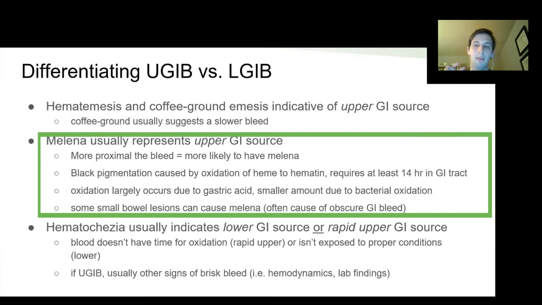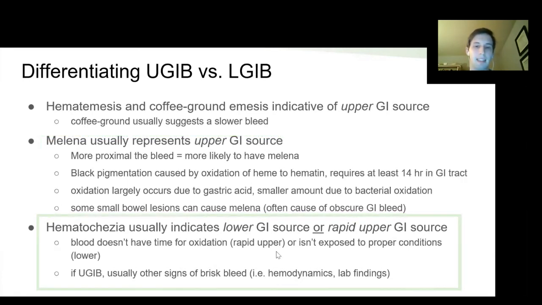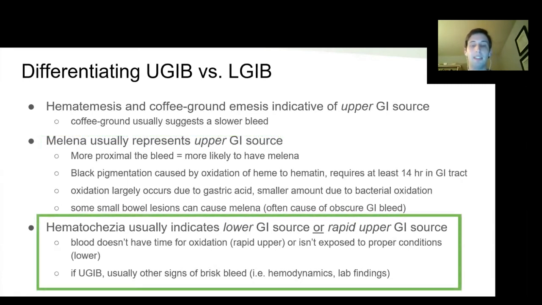But there's also a small amount of oxidation that goes on via the bacteria that's in the small bowel and colon as well. So it is possible that there is some small amount of melena that could be happening due to other sources of bleeds. But generally speaking, if you think melena, you think of something stomach, duodenum, esophagus. And then hematochezia can be upper, but generally is considered to be a lower GI symptom.